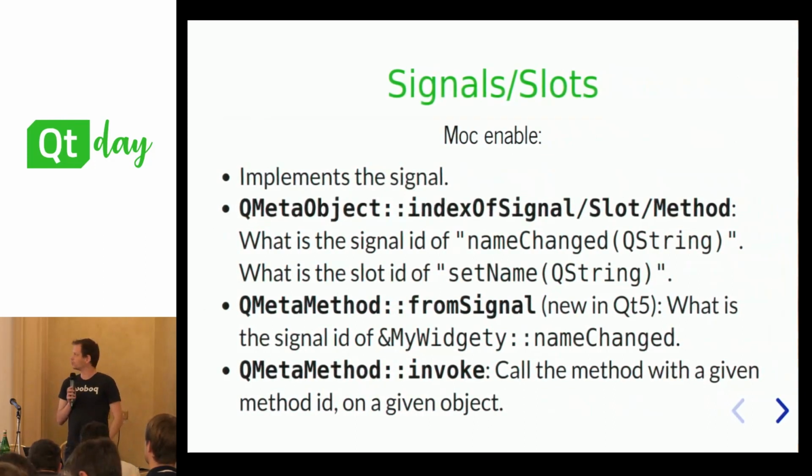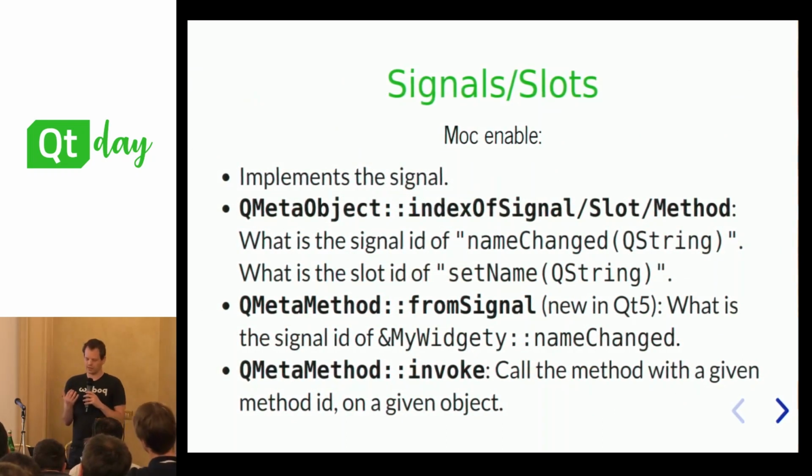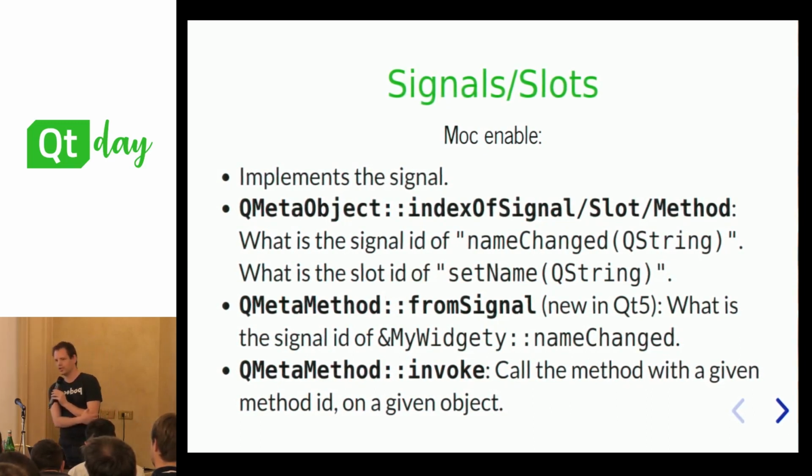So we need moc because, first of all, we need to implement the signal. So the signal is just a function, but who implements this function? Well, it's the moc. The moc will generate the code for the signal. The moc will also generate the code which will allow to get an index from a string. So this string you pass to the connect macro, nameChanged, is a string, and we will get an index from that. So the index of the slot or the index of the signal. And that's again what the code generated by moc allows.